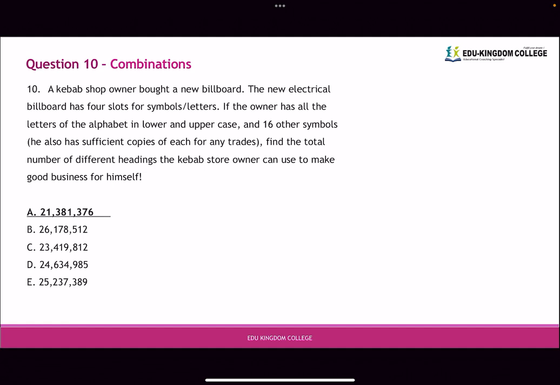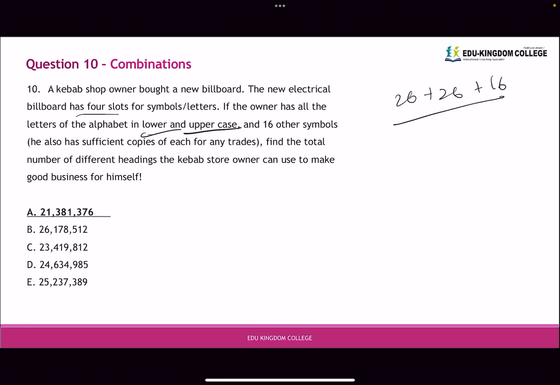So combinations, this is the last thing we're going to go through. So we have a kebab owner who wants a new sign. So the owner has all the letters of the alphabet in lower and uppercase. So that's 26 plus 26, because there's lower and upper, and then 16 other symbols. So find the total number of different headings the kebab store owner can use. So how many slots do we have? It has 4 slots for any symbols or letters, it doesn't matter what they are, it doesn't have to be in a particular order.